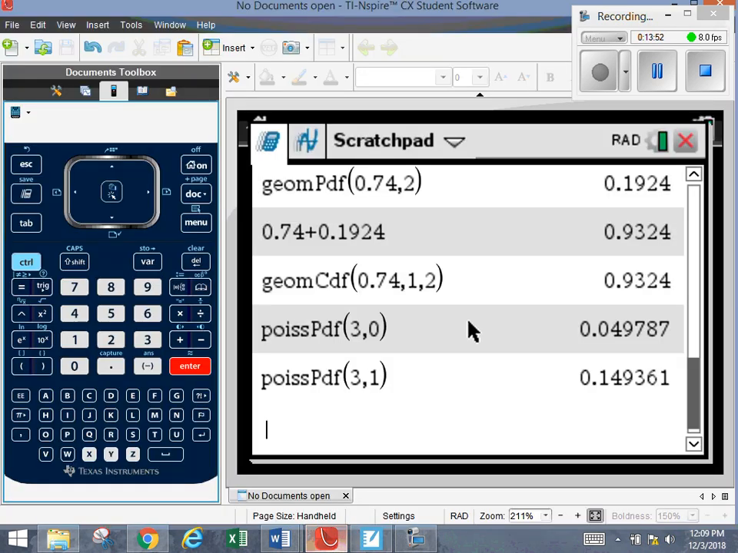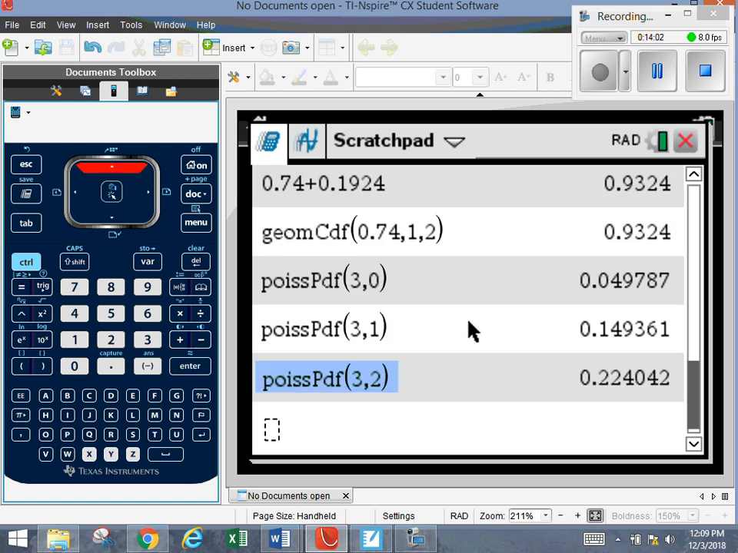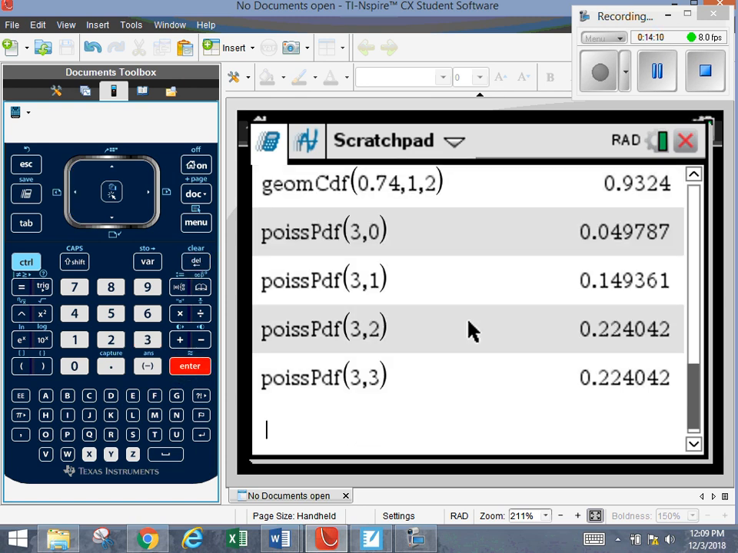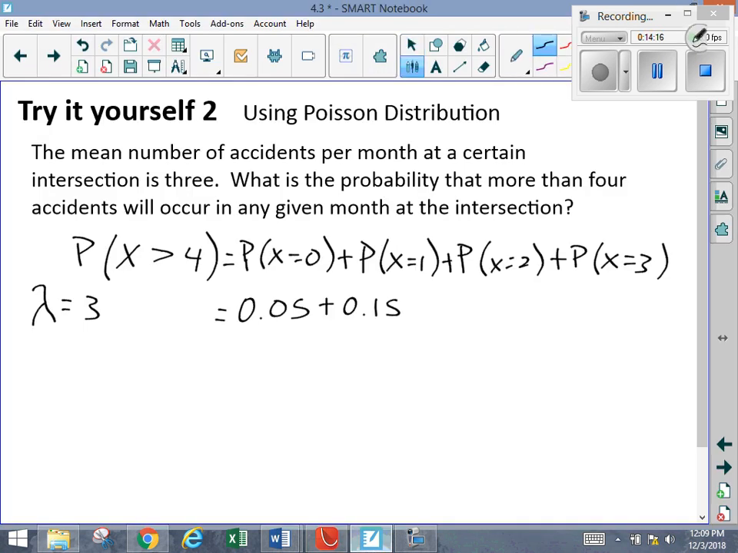And then I'll get the other 2 just by copying and pasting, right? Because I just keep changing that x value, right? There goes 1, we'll change it to 2. Enter, I'll go ahead and just do the copying and pasting. Change it to 3. So those are both about 0.22. And there it is. We can add that all up.